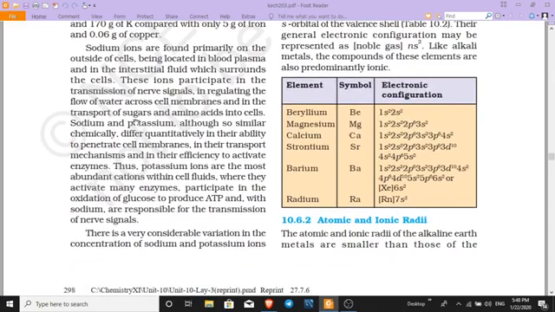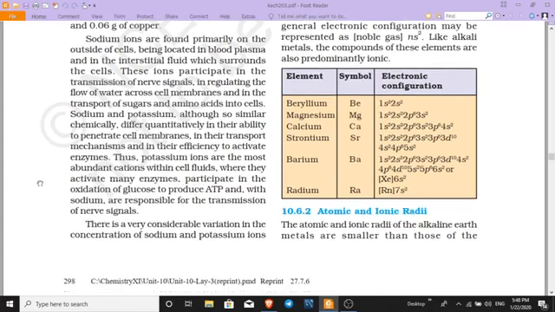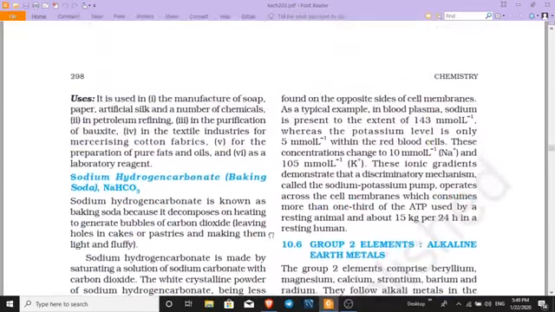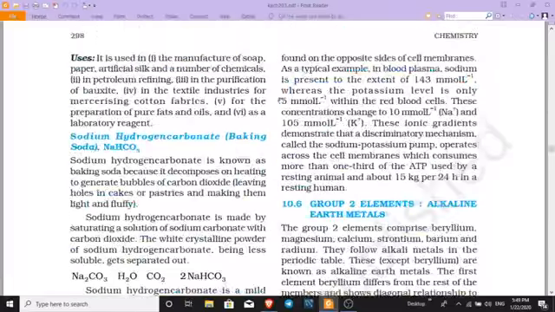Sodium and potassium, although so similar chemically, differ quantitatively in their ability to penetrate cell membranes, in their transport mechanism, and in their efficiency to activate enzymes. Thus, potassium ions are the most abundant cations within cell fluids, where they activate many enzymes, participate in the oxidation of glucose to produce ATP, and, with sodium, are responsible for transmission of nerve signals. There is a very considerable variation in the concentration of sodium and potassium ions found on the opposite sides of the cell membrane.